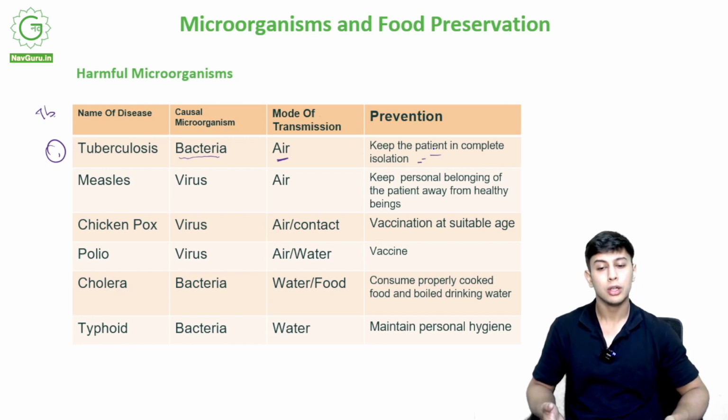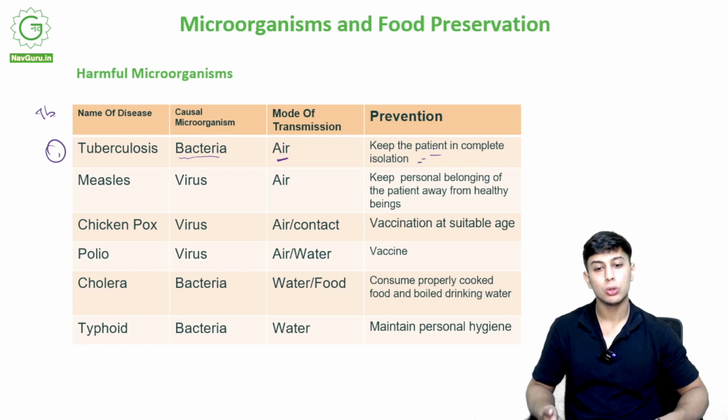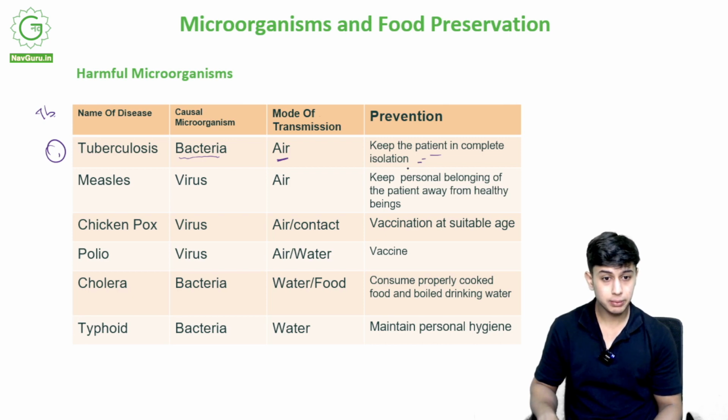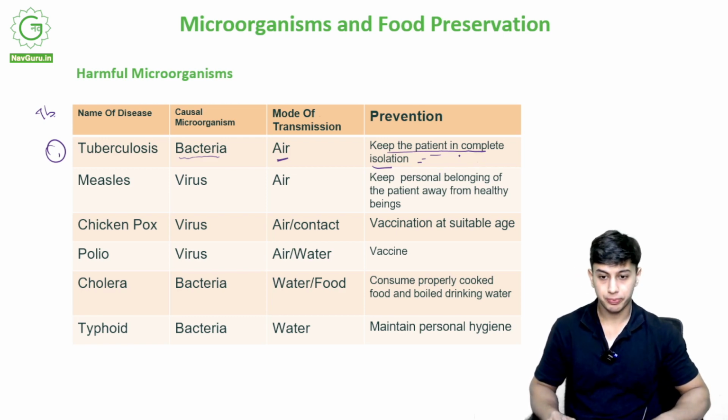It can spread. So if there is a person who is suffering from tuberculosis and a healthy person is in close proximity with that person, and the sick person is breathing, sneezing, or talking, that microorganism will be able to travel through his mouth through the air to the healthy person. So we keep the patient in complete isolation. We do not let him interact with anyone.